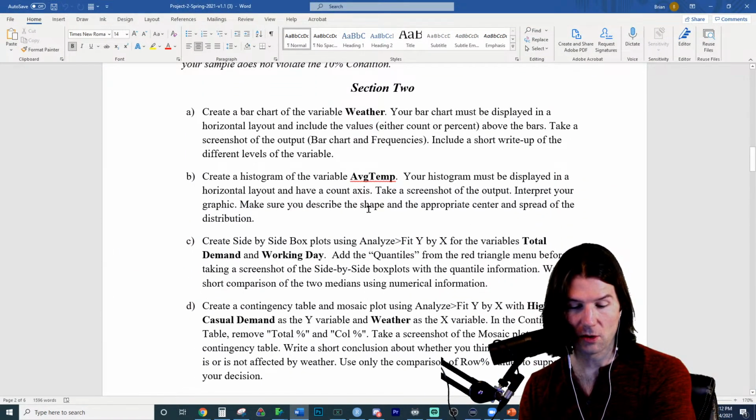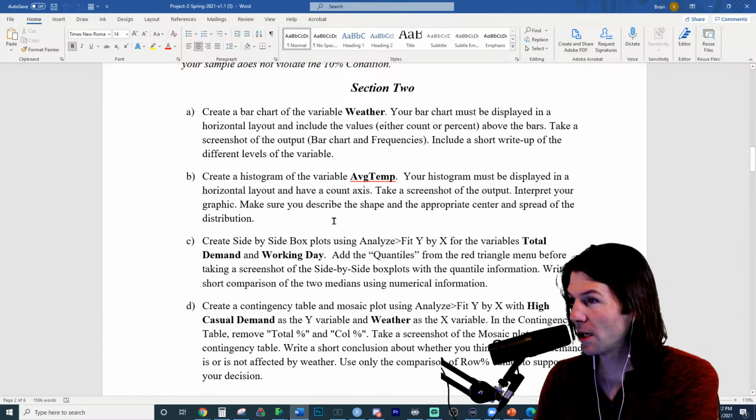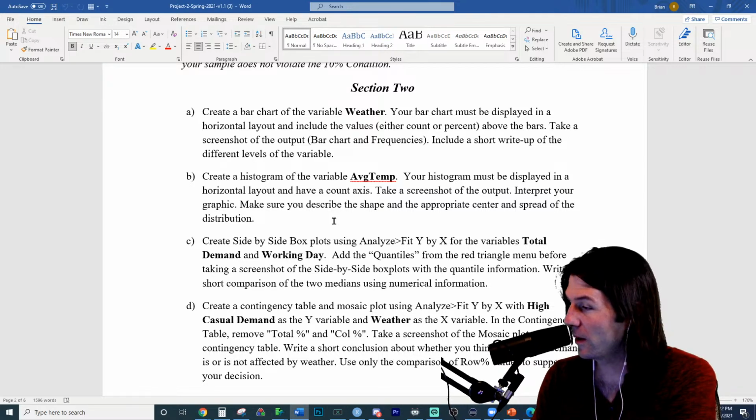Interpret your graphic, make sure to describe it, and the appropriate measures. So you can say the center is best described by the mean, which is the average, and the spread is best described by the standard deviation, which is the variation around the mean.